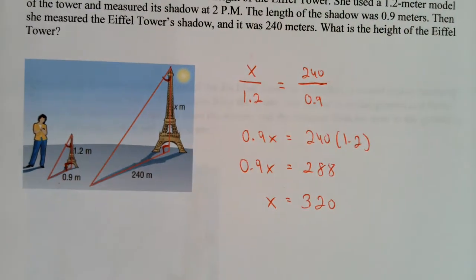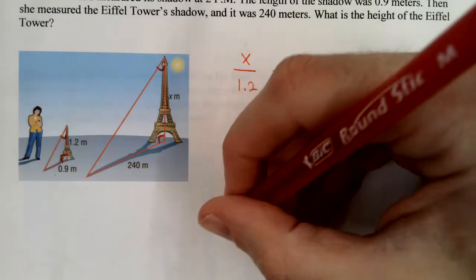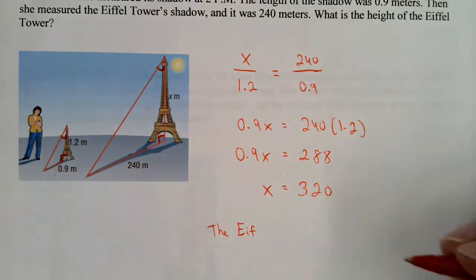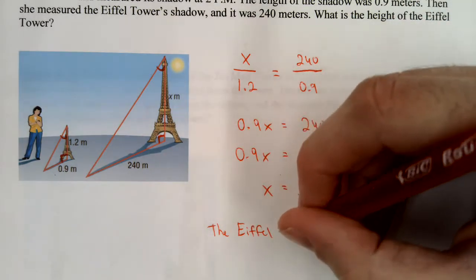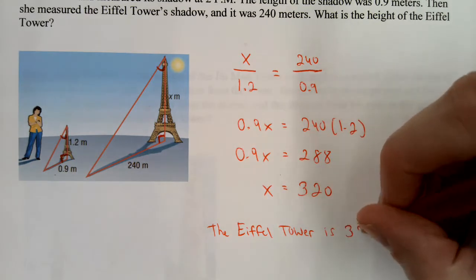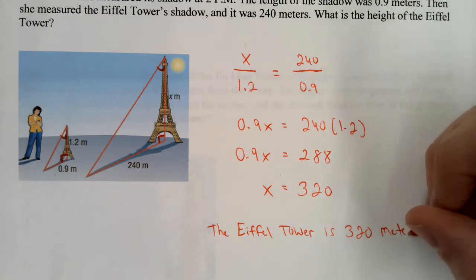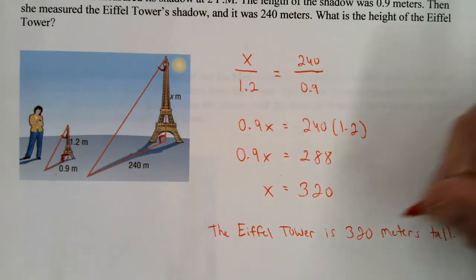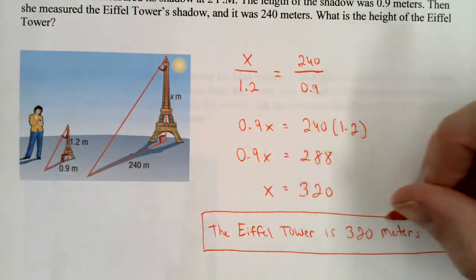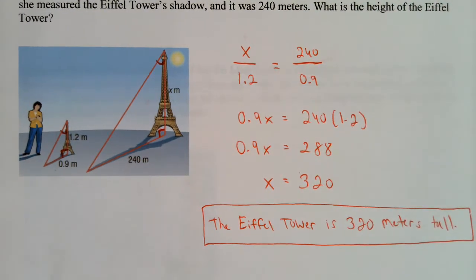Since it's a word problem, you can put that in a sentence. The Eiffel Tower is 320 meters tall. I don't know if that's accurate. It must be accurate. I don't know. I'll look that up later.